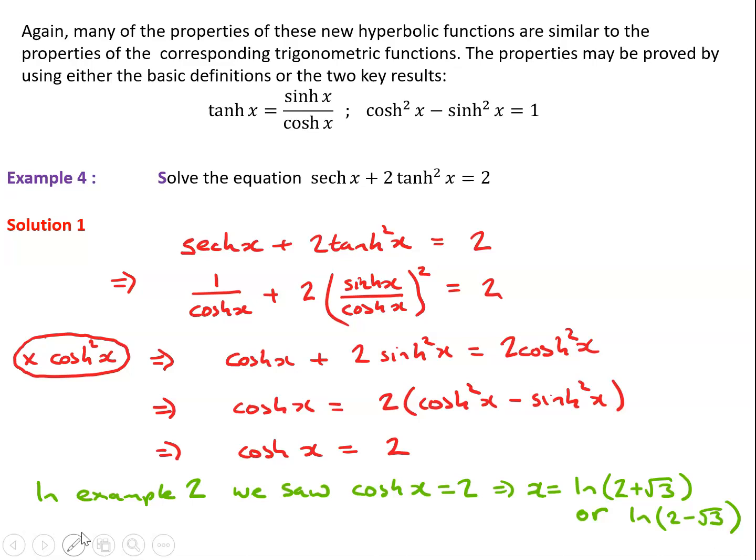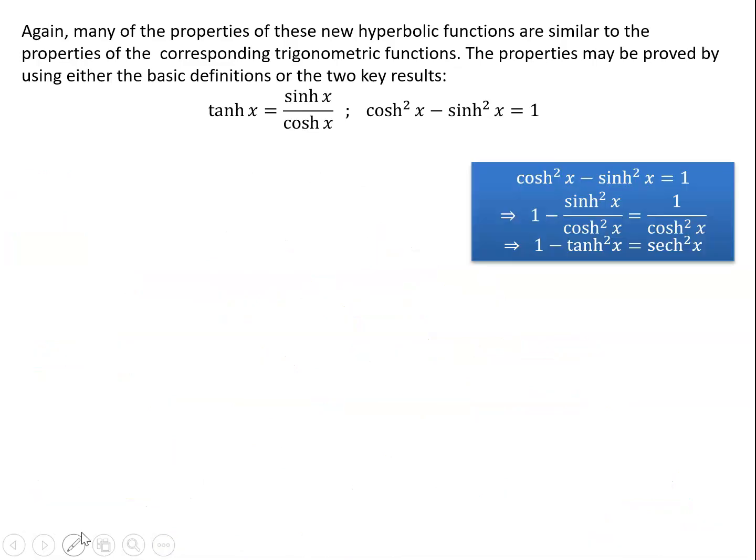Now there's a second way of tackling this question. So using the second way, we're going to say, look, we know that cosh squared x minus sinh squared x is always equal to 1. Dividing through by cosh squared x, that gives me 1 minus sinh squared x over cosh squared x is equal to 1 over cosh squared x. In other words, we've got 1 minus tanh squared x equals sech squared x.